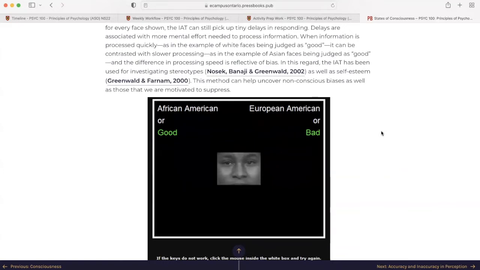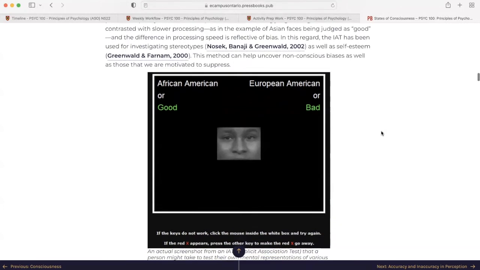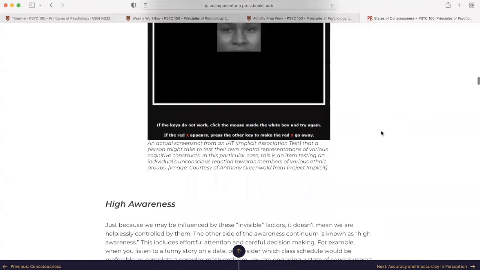In this regard, the IAT has been used for investigating stereotypes as well as self-esteem. This method can help uncover non-conscious biases as well as those we are motivated to suppress. That's actually quite fascinating.